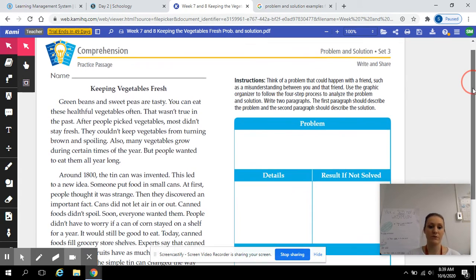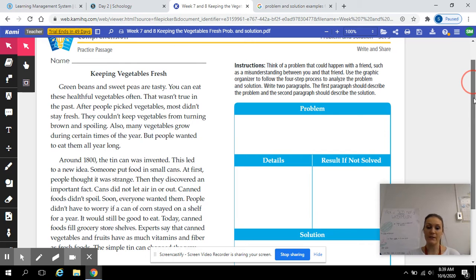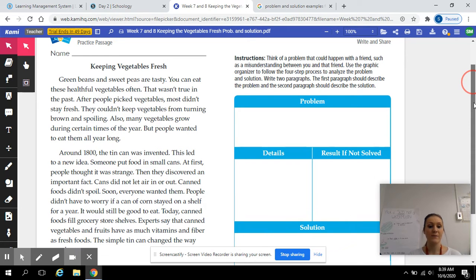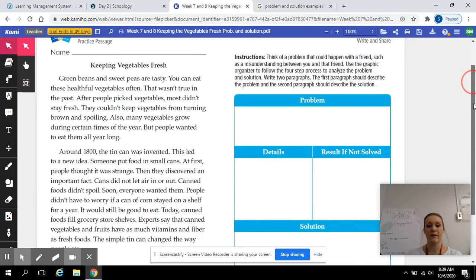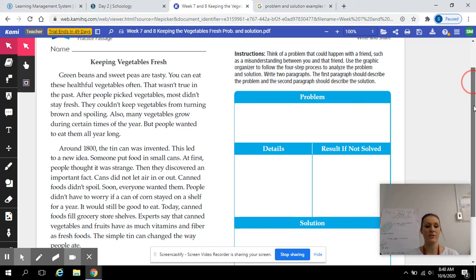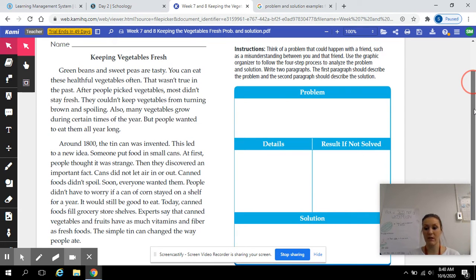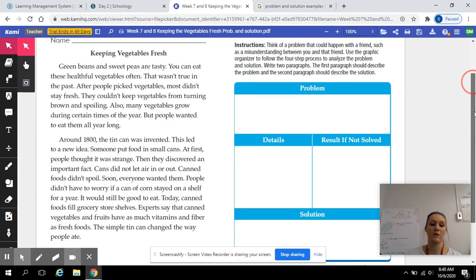Keeping vegetables fresh. Green beans and sweet peas are tasty. You can eat these healthful vegetables often. That wasn't true in the past. After people picked vegetables, most didn't stay fresh. They couldn't keep vegetables from turning brown and spoiling. Also, many vegetables grow during certain times of the year. People wanted to eat them all year long.